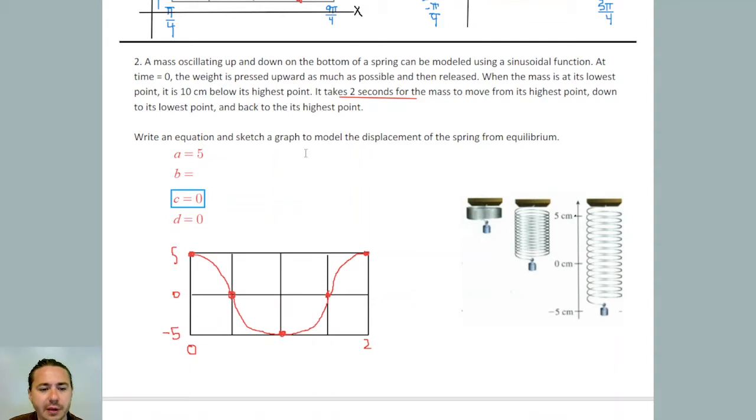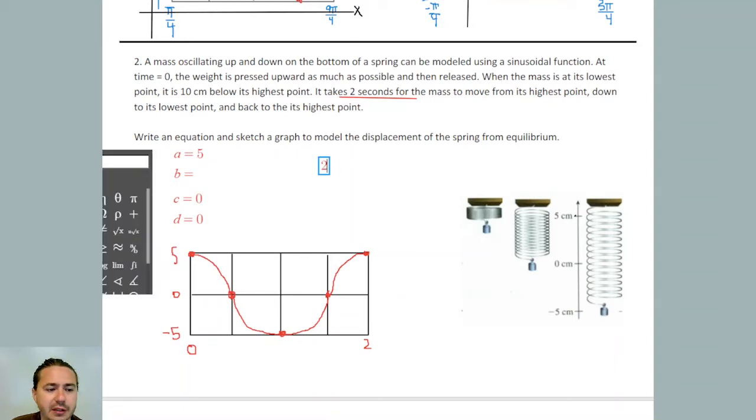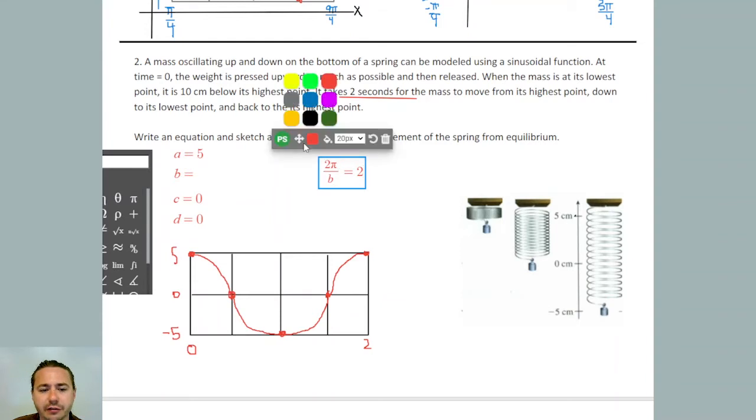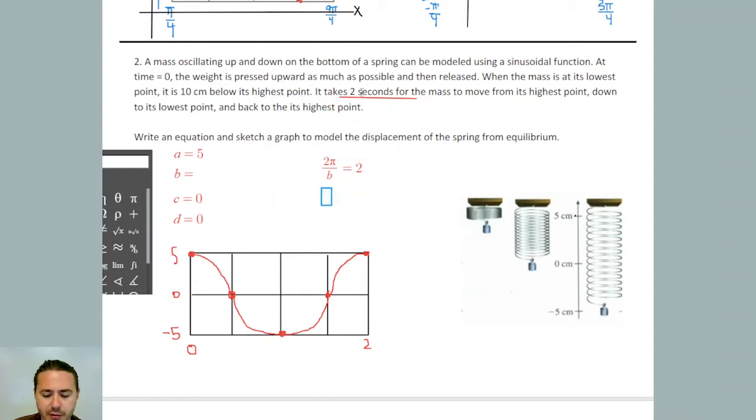And then to calculate B, we need to remind ourselves how we actually compute the period. The formula for period is 2 pi divided by B. And we know the period, in this case, is 2 seconds. So we'll solve this equation for B. 2 pi is going to equal 2 times B, if we multiply both sides by B. Then we can divide both sides by 2, and we get B equals pi. So that's my B value right here.